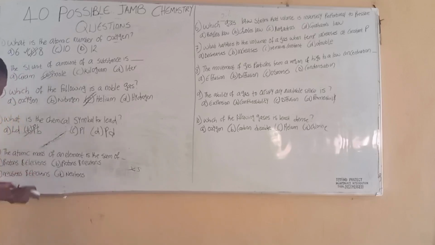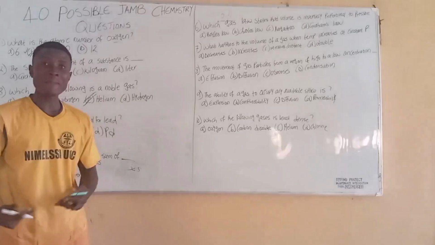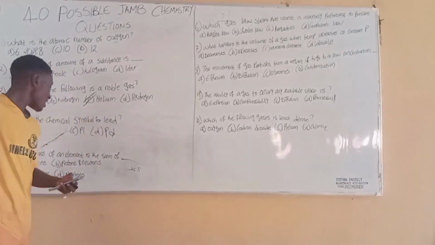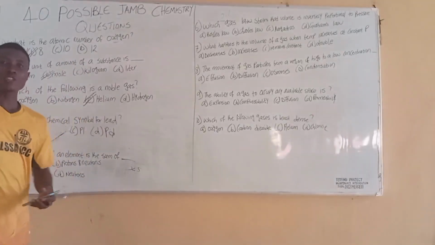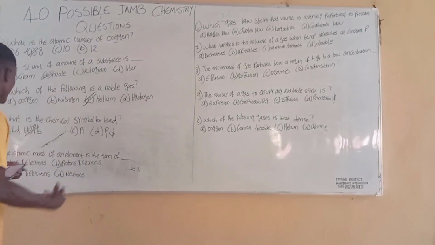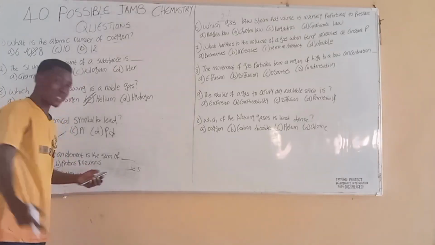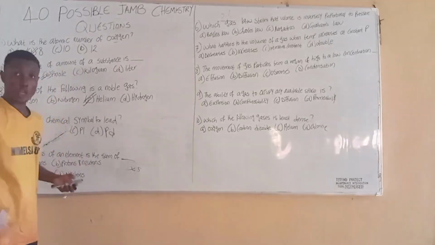The next one, number 5, is the atomic mass of an element is the sum of what? So the atomic mass of an element is simply the sum of the protons and neutrons, since the electron is negligible. So it's simply the sum total of the protons and neutrons. Let's check it here in the options.